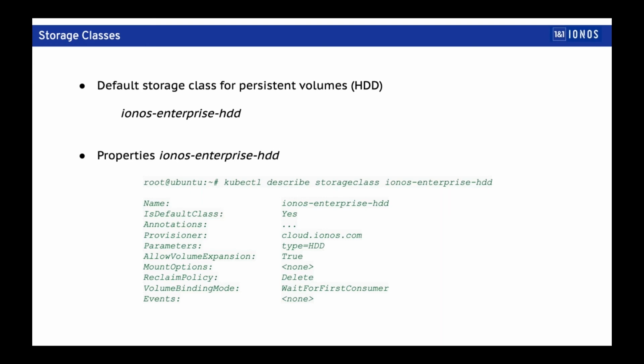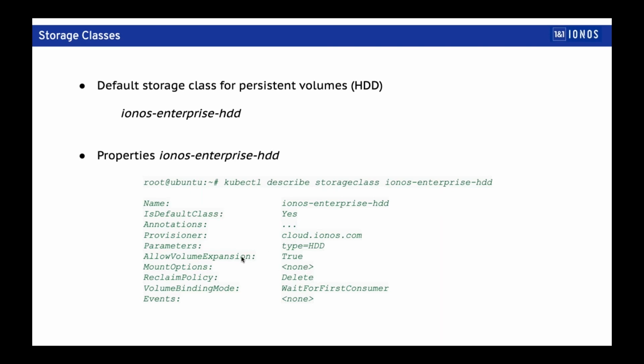Then you will also have the chance, of course, to see our existing storage class. As I mentioned, we are providing a default storage class. You have the possibility to use persistent storage within the IONOS Kubernetes cluster. We can quickly go through the individual parameters, which you will see if you do a kubectl describe storage class to it. So the default one is called IONOS Enterprise-HDD.